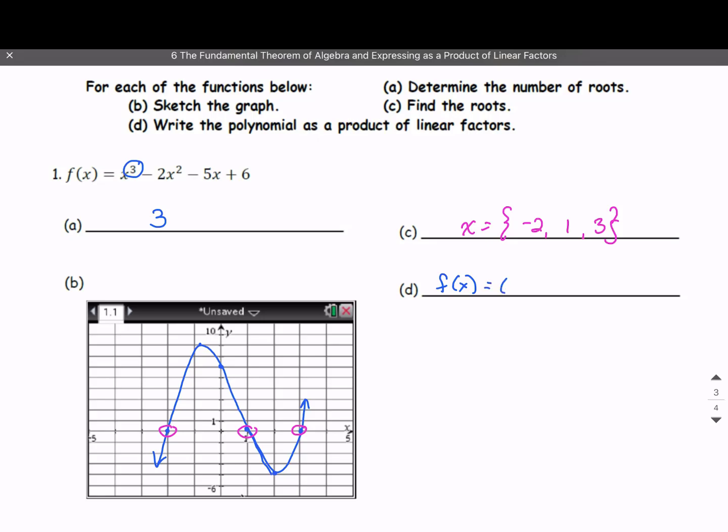We're going to say x minus the root negative 2, but when you minus a negative 2, it becomes plus, times x minus the root 1 times x minus the root 3. Who thought factoring a cubic was going to be so easy? You used to hate factoring, right? That was nice and easy.